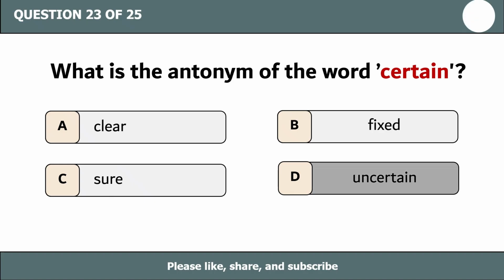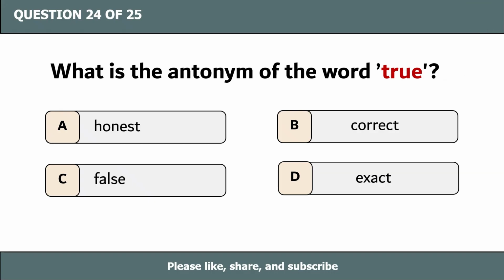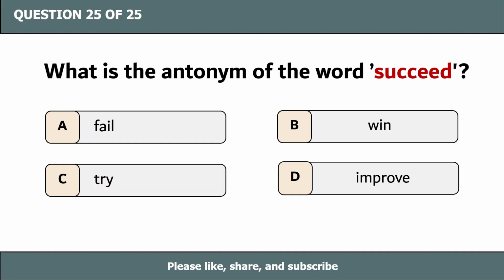The correct option is D. Uncertain. Question 24. What is the antonym of the word true? The correct option is C. False. Question 25. What is the antonym of the word succeed?